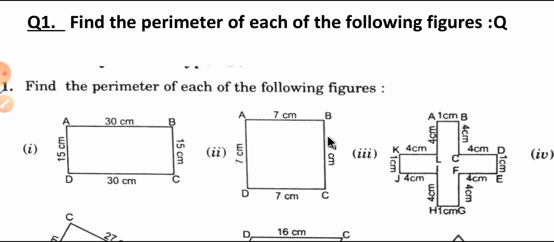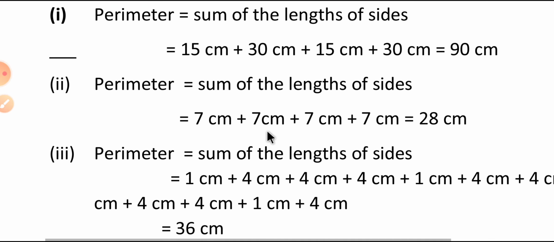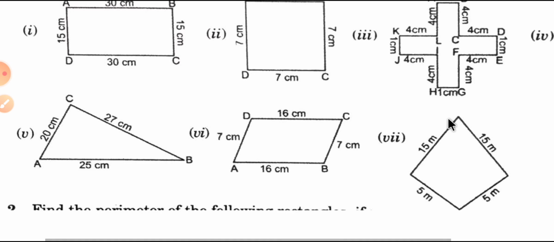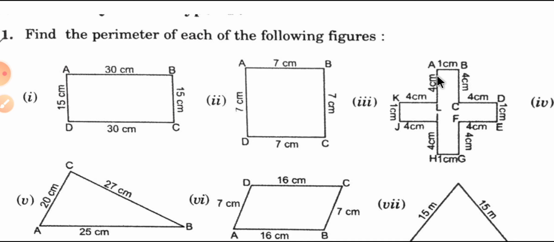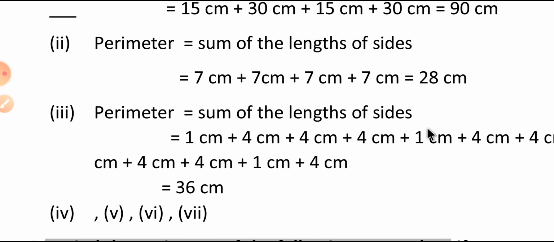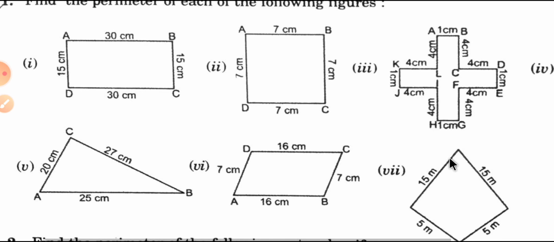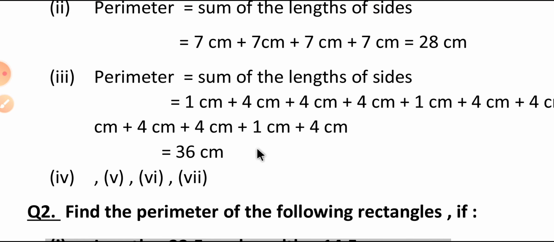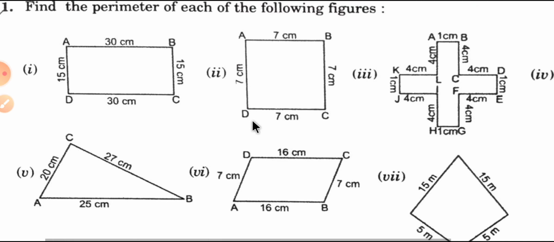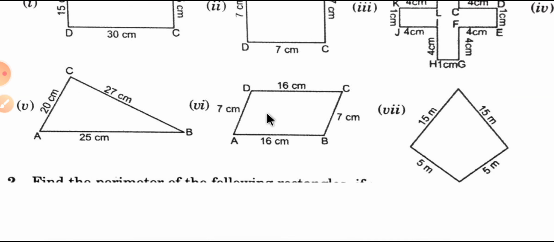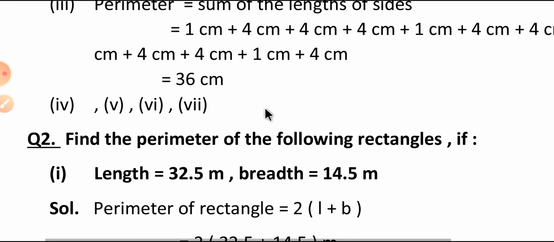Same here in this figure. Add all the sides. 7 centimeter, 7 centimeter, 7 centimeter, 7 centimeter. So what will be the perimeter? It's 28 centimeter. Like this, add all the lengths, like 1, 4, 4, 4, 1, 4. See here how many sides? All the lengths of the sides we have taken, and add this. So that will be the perimeter of the given figure. Like this you have to solve 4th, 5th and 6th questions, and it's your homework.